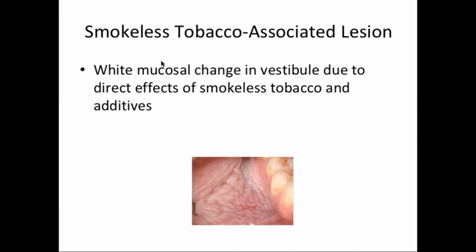And next we have smokeless tobacco-associated lesion. So super long name. It's not a mystery what's causing this. It's a white mucosal change in the vestibule due to direct effects of smokeless tobacco and the additives found in that material. So you can see kind of this wrinkly, whitish appearance, and it would mostly be seen in the vestibule because this is where chewing tobacco is mostly held in the mouth.